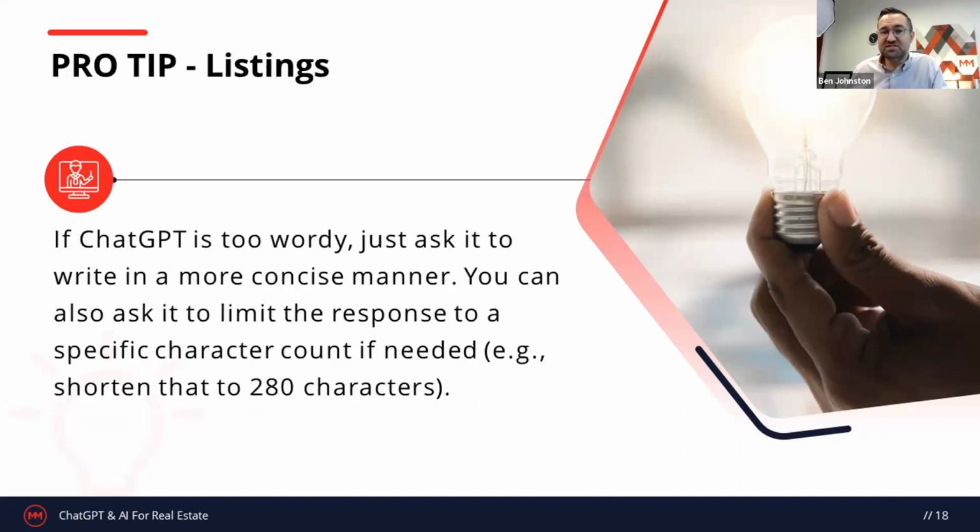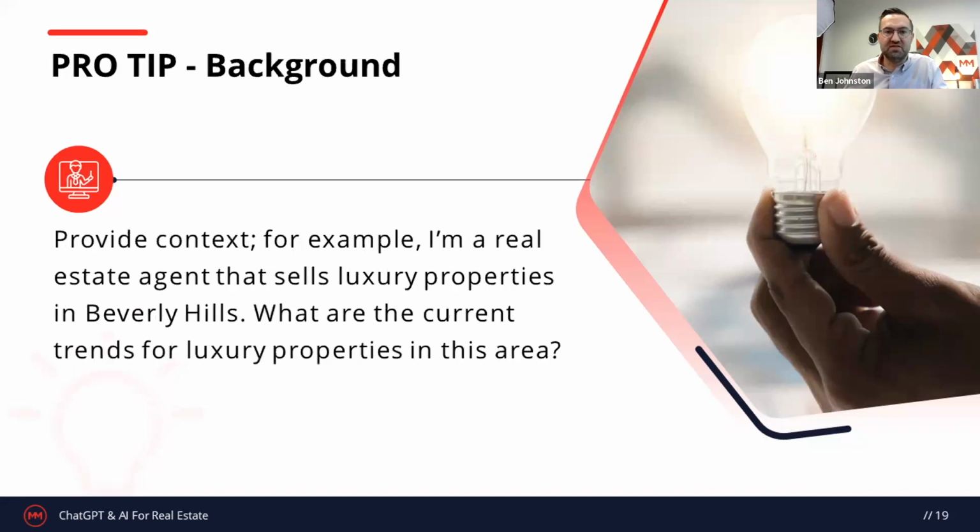If ChatGPT is too wordy, just ask it to write in a more concise manner. You can also ask it to limit the response to a specific character count. So like if you're writing a tweet or something, you can put 120 or 60 characters, whatever the limit is, and it'll write within those parameters.